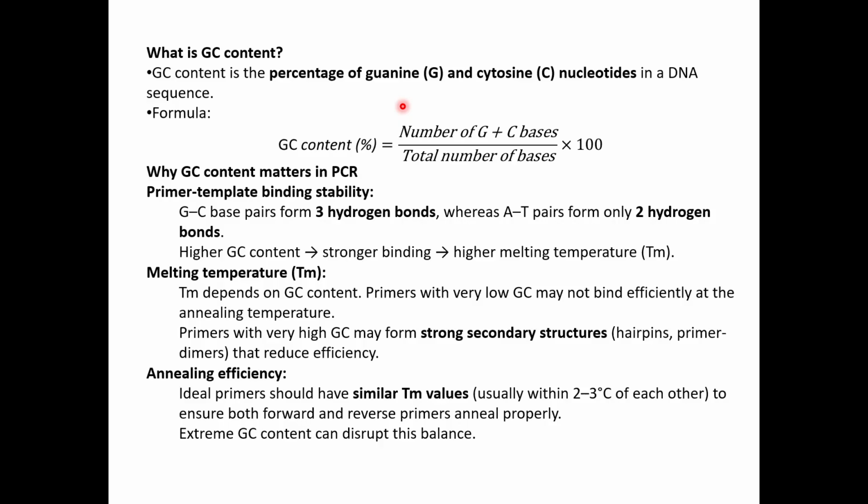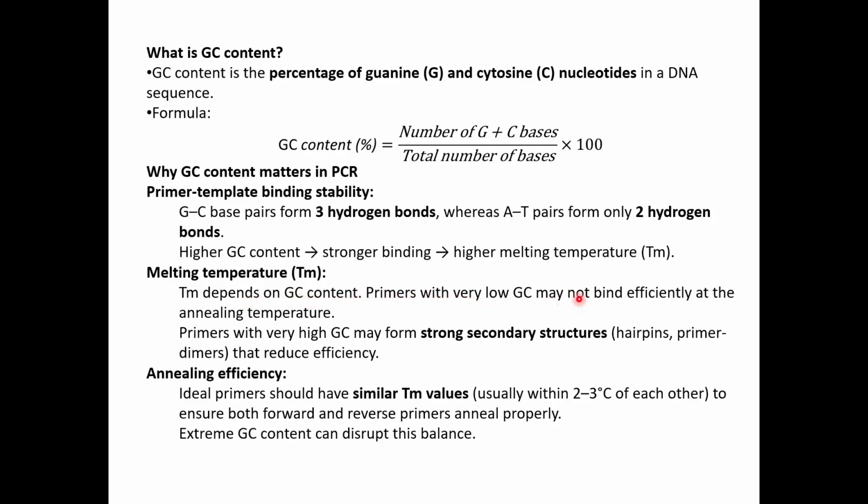Next is GC content. So what is GC content? GC content is the percentage of guanine and cytosine nucleotides in a DNA sequence. So it is basically calculated by total number of G plus C divided by total number of bases, times 100. So, why does GC content matter in PCR? For primer-template binding stability, GC base pairs form three hydrogen bonds, whereas AT pairs only form two hydrogen bonds. Higher GC content has stronger binding and therefore leads to a higher melting point. Tm depends on GC content.